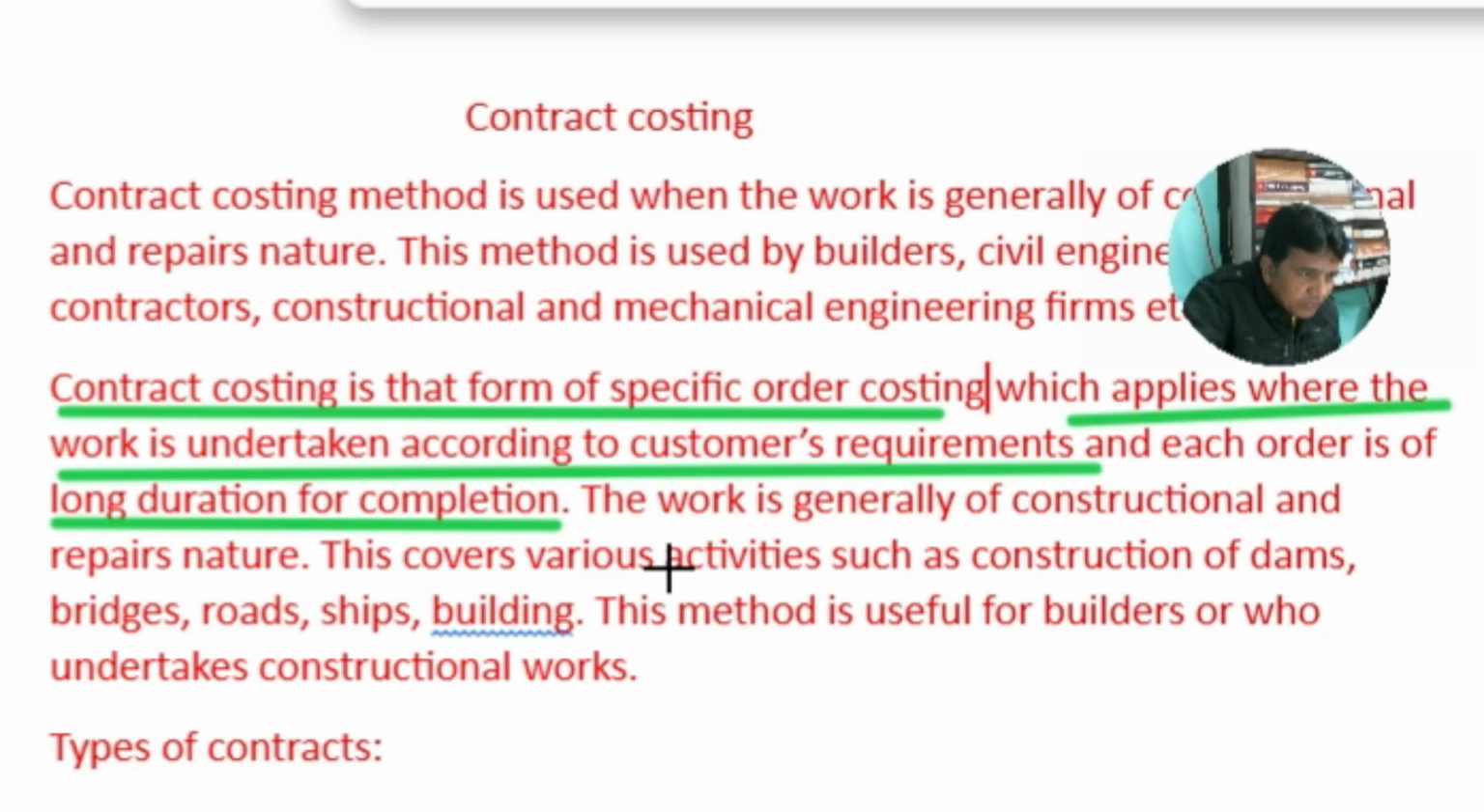So if a multi-storey building complex of 5 or 10 stories is undertaken for construction by a contractor, obviously this will not be finished in 1 year. It will take more than 1 year, maybe 4 years, maybe 5 years. That is why it is called long duration for completion.